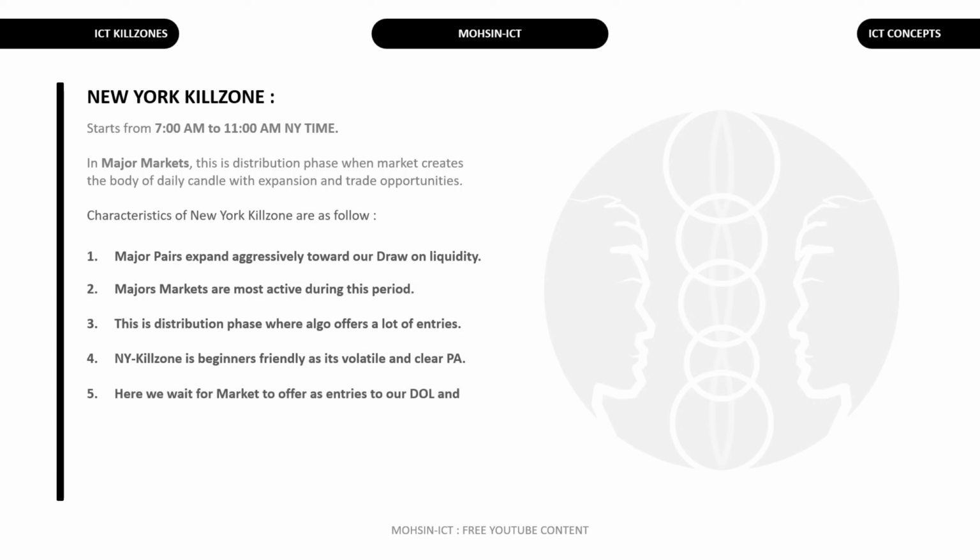Here we wait for the market to offer us entries to withdraw liquidity and then ride the tide with proper risk management. It can offer 20 to 60 pip intraday opportunities if we are not in aggressive high impact news. If we are in high impact news, it can offer 100 to 150 pip trade opportunities as well.